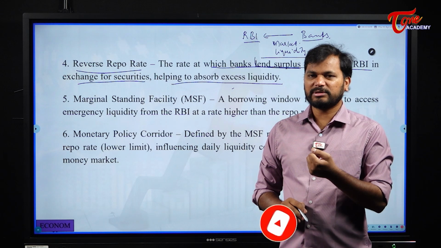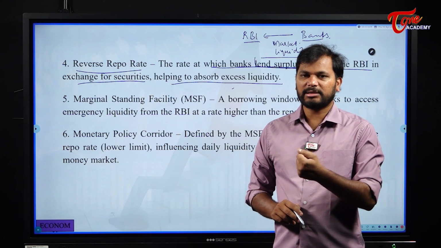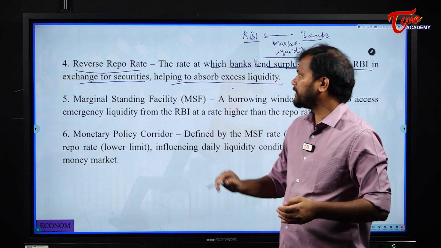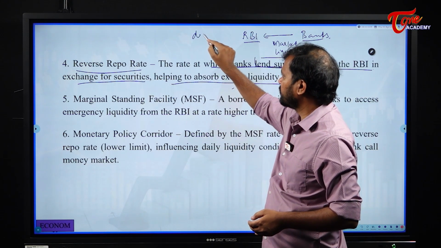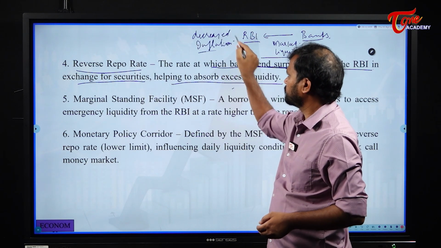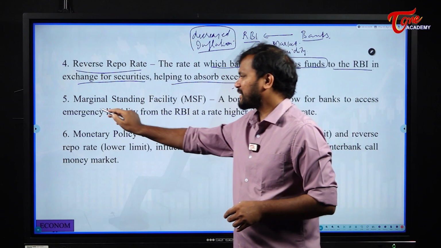Now, as a consequence of excess liquidity being squeezed by the RBI, the circulation of money in the market is decreased. As a consequence of that, it is leading to decreased inflation. Clear? Next. Marginal standing facility.